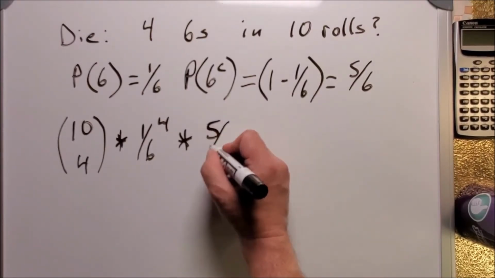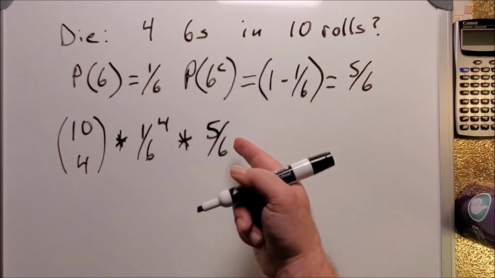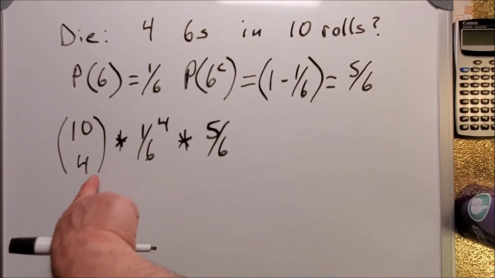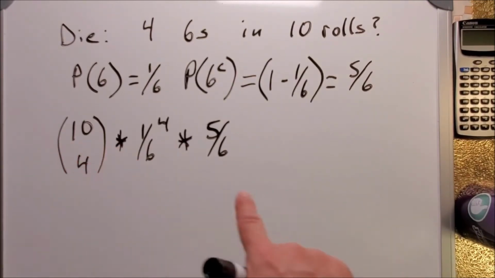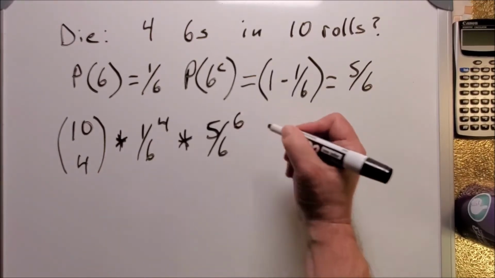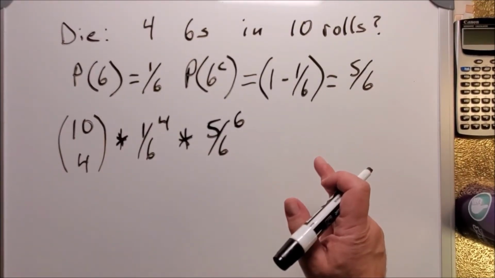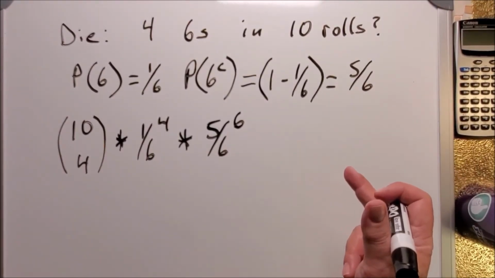Let me take a shortcut here, and I'll go straight to 5/6 instead of 1 minus 5/6, to the power of how many times we expect failure. If we have 4 successes in 10 trials, 10 rolls, then I expect 10 minus 4 failures. So that's our expression. Okay, so let's go ahead and figure that out.